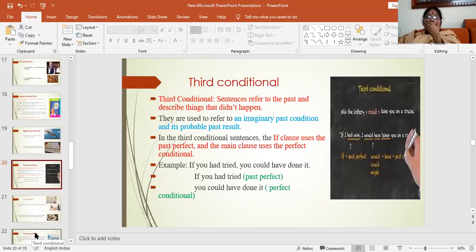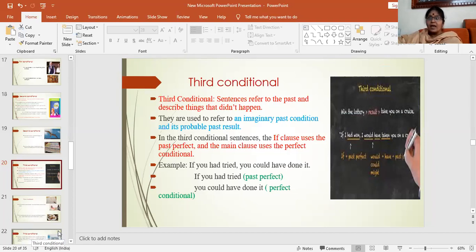Now we will learn about third conditional. Now what is third conditional? Third conditional sentences refer to the past and describe things that didn't happen in the past. Sometimes we will say, I wish I had done this. If I had done this, like this would have happened, right?